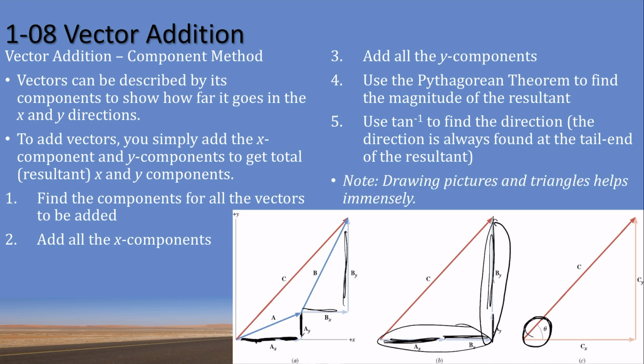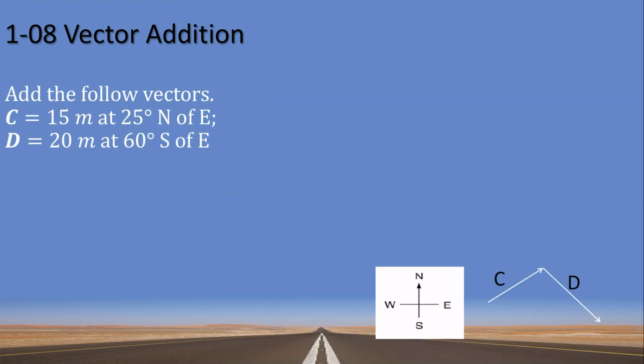Drawing pictures helps immensely. Please draw your pictures. Let's add these vectors. Vector C is 15 meters at 25 degrees north of east. That means from the east, which is to the right, I'm going upwards towards the north, 25 degrees. Vector D is 20 meters at 60 degrees south of east. So here's east, and it would be 60 degrees downwards.